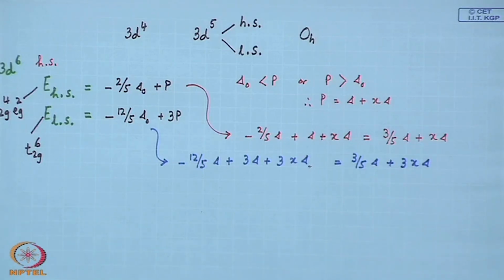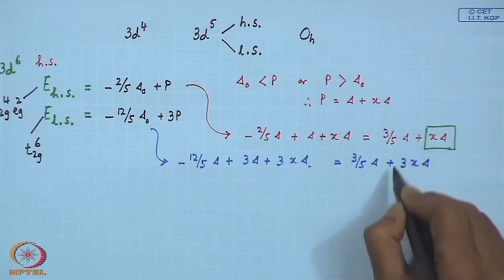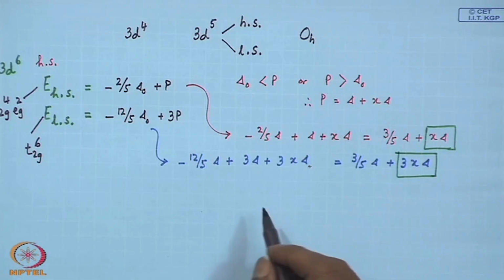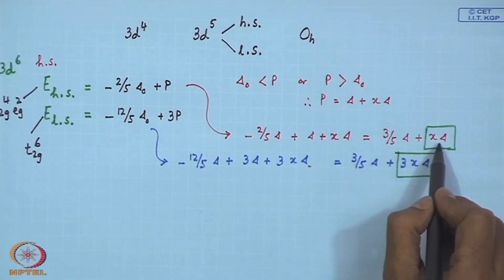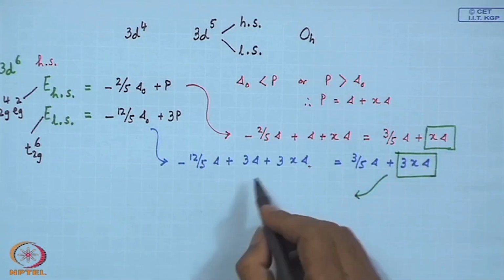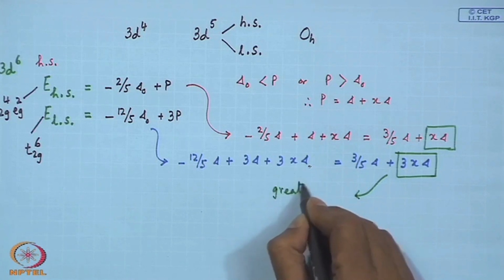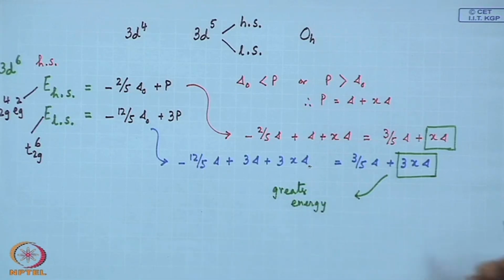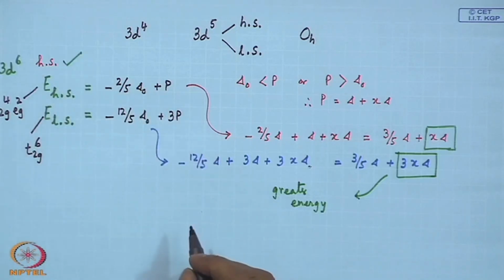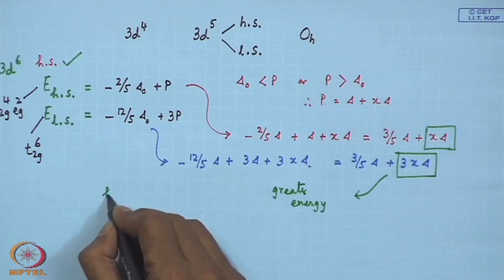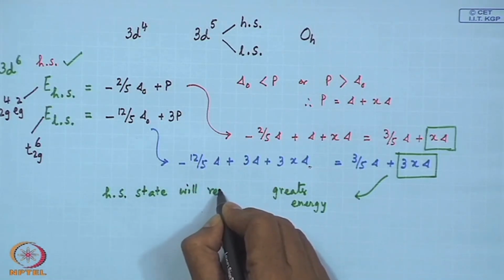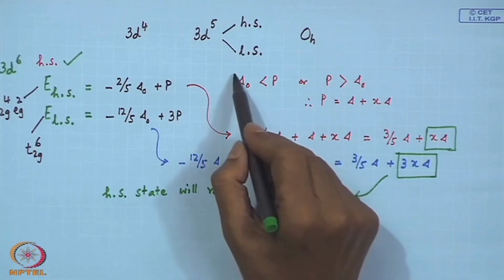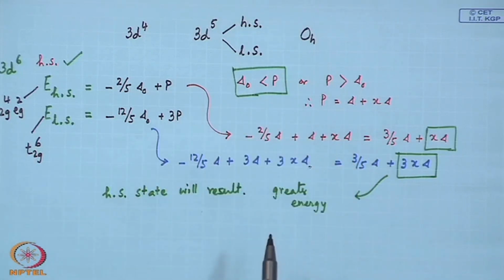So, what we see now is that the two values can be compared by looking at the corresponding delta and x values. The low spin will have 3/5 delta plus 3x delta, and the high spin has 3/5 delta plus x delta. So, the low spin can be considered as having greater energy. Since the low spin has greater energy, we get the high spin state. So, 3d6 will result in a high spin state. If the condition is that delta O is less than P, we definitely have the high spin state.